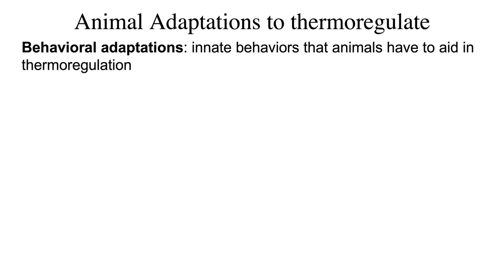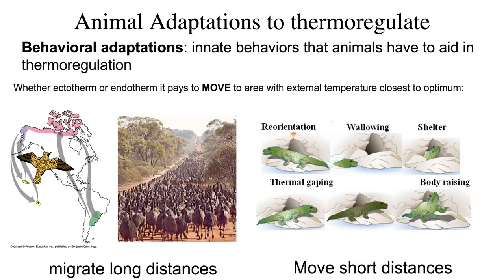Behavioral adaptations are simply innate behaviors that animals have to aid in thermoregulation. And the most common example of a behavioral adaptation is that, whether you're an ectotherm or an endotherm, it pays to move to an area with external temperatures closest to your temperature optimum.